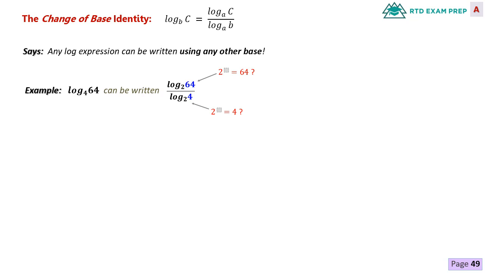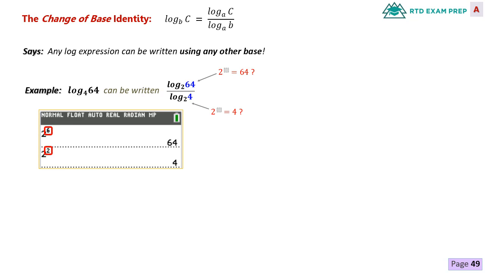As an example, we can write log base 4 of 64 as log base 2 of 64 over log base 2 of 4. Now, this is not particularly needed in this example because log base 4 of 64 is already something we can evaluate without a calculator. But we're using this example so that you can see how both are equivalent.